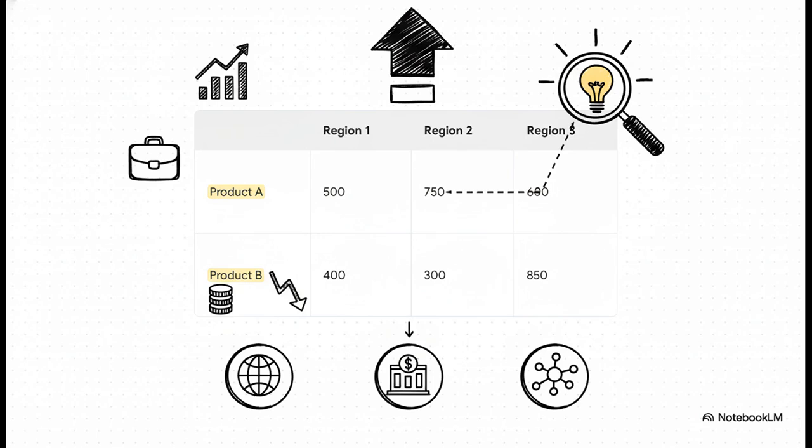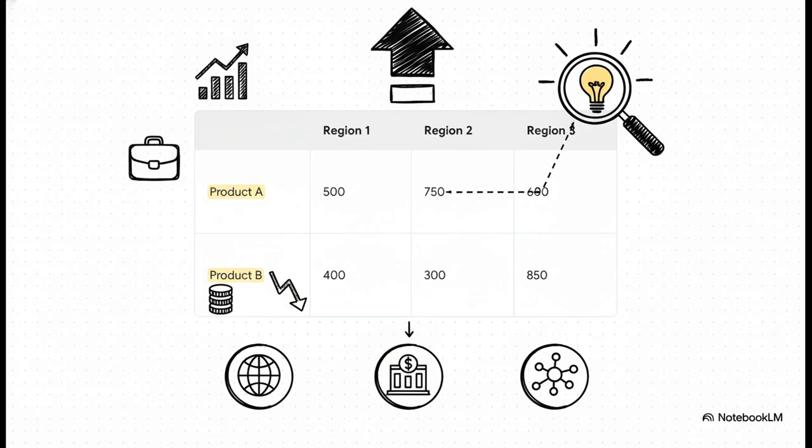Okay, let's make this real. Here, we see that abstract idea made concrete. This is a simple 2x3 matrix. It's showing the sales of two different products across 3 different regions. Now, take a look at the element in the first row and the third column. See that? That isn't just the number 680. It represents 680 units of product A sold specifically in region 3.